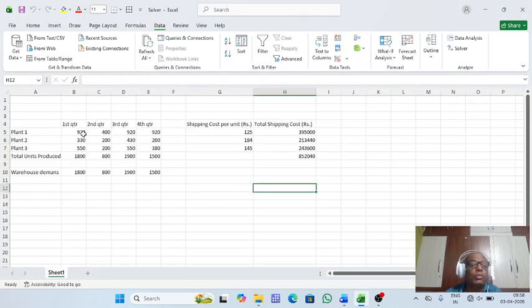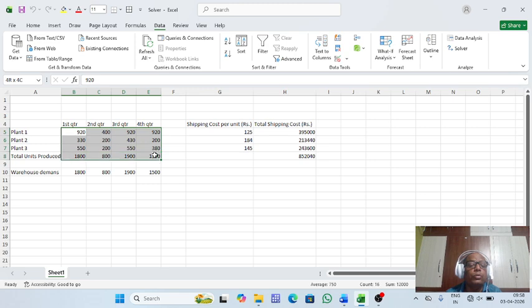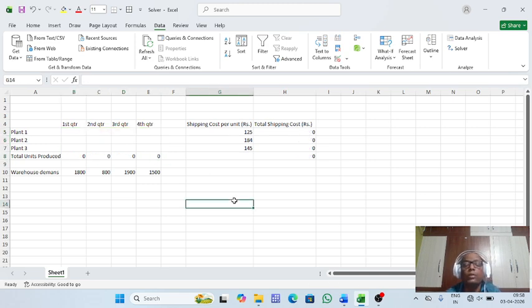I'm just erasing this one so that it will become easy for you. Now see, first you have to write plant 1, plant 2, plant 3, total units produced. Here you have to write quarter 1, quarter 2, quarter 3, quarter 4. Shipping cost you have to mention, then total shipping cost. Remember that you have to make a formula.